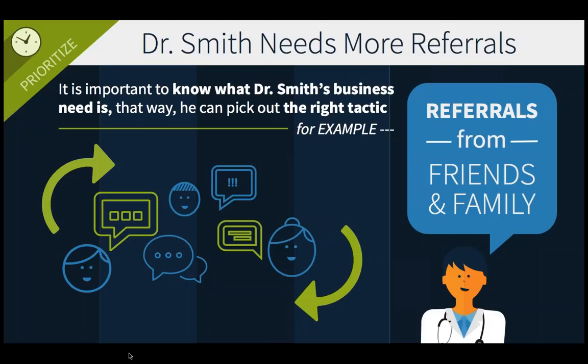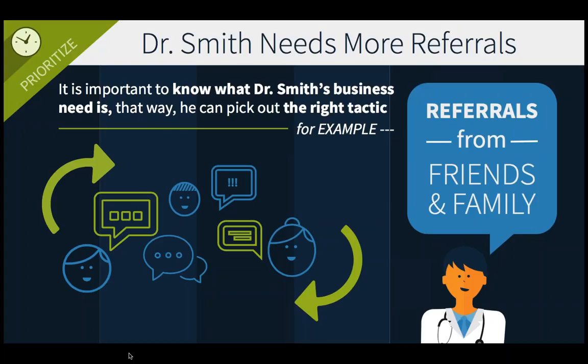Let's just say that Dr. Smith has done enough research, he's had enough conversations with his patients, and he finds that he's got a gut feeling, at least, that whenever one of his patients is referred to him by a friend or family member, then he's getting a higher quality of patient.